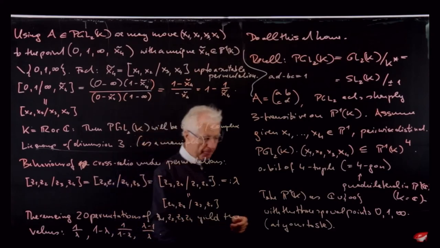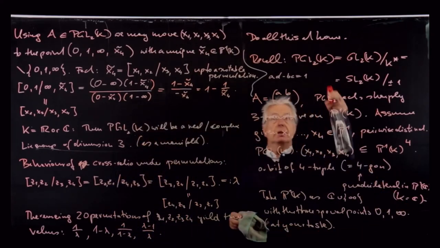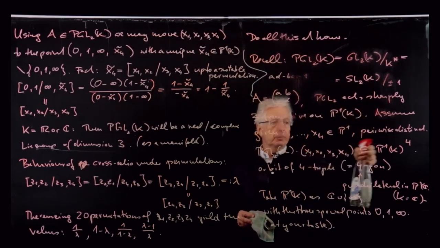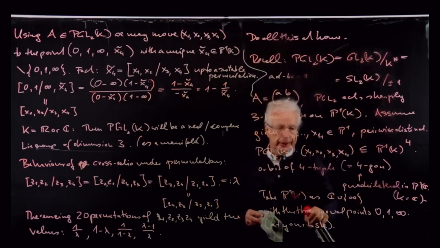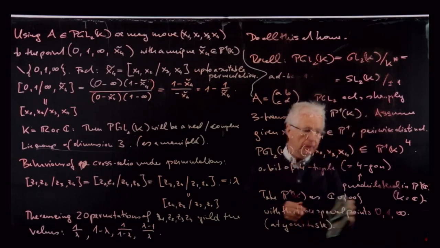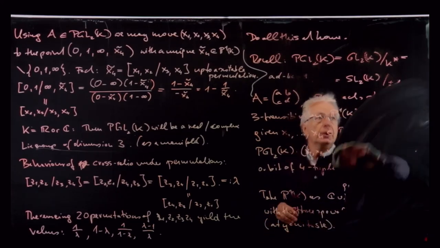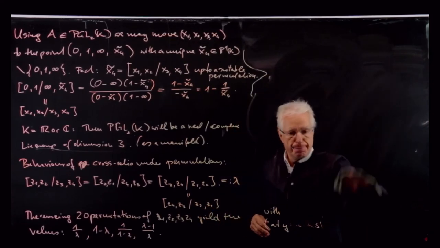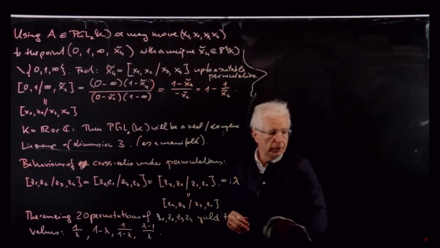So these ratios are quite famous. They have a special name. They are sometimes called the anharmonic subgroup. So this has historical reasons.